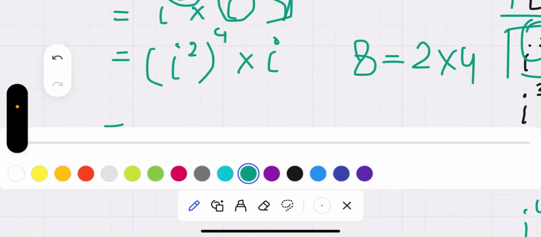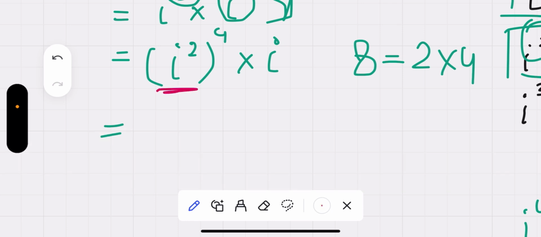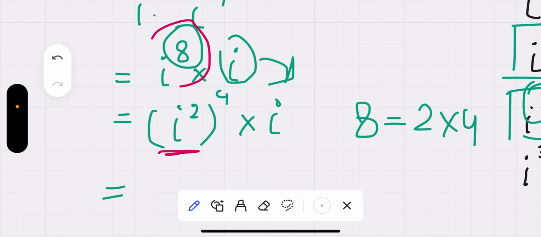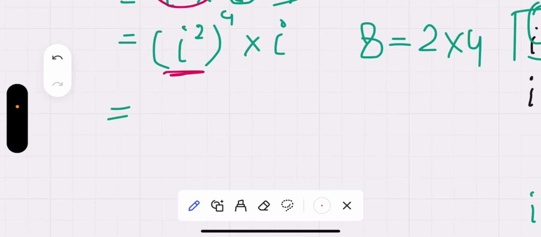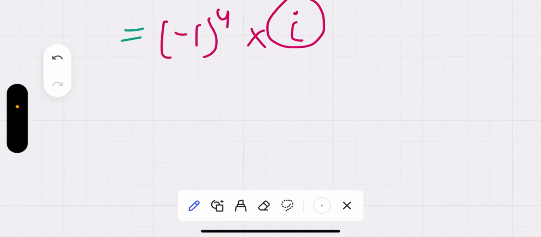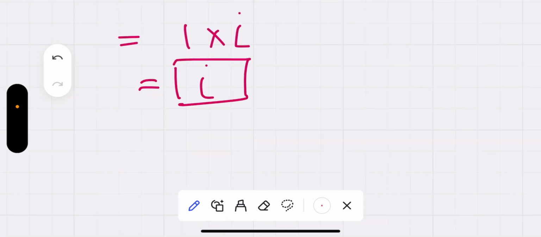Why we wrote this? Because we have to simplify and we know only iota square's value. So we don't know the value of iota power 8. That's why we need to split in form of square. So iota square is minus 1 power 4 multiply iota. We don't need to write iota value, which is square root of minus 1. We need to write only single iota. Okay, here minus 1 power 4 is plus 1 multiply iota, which is only iota, because 1 times iota is iota. This is the answer.